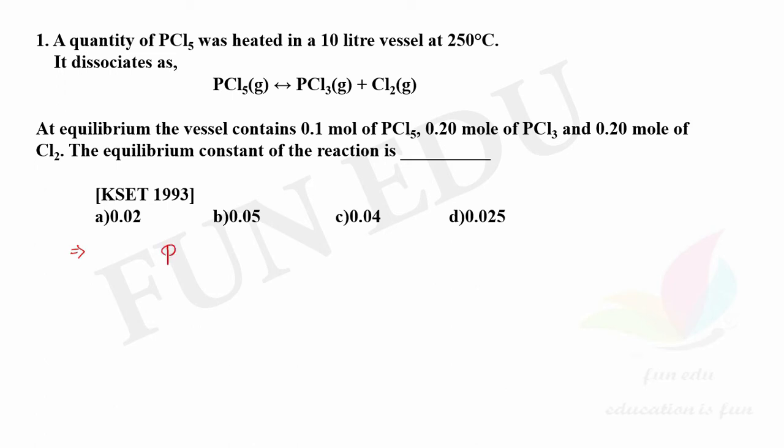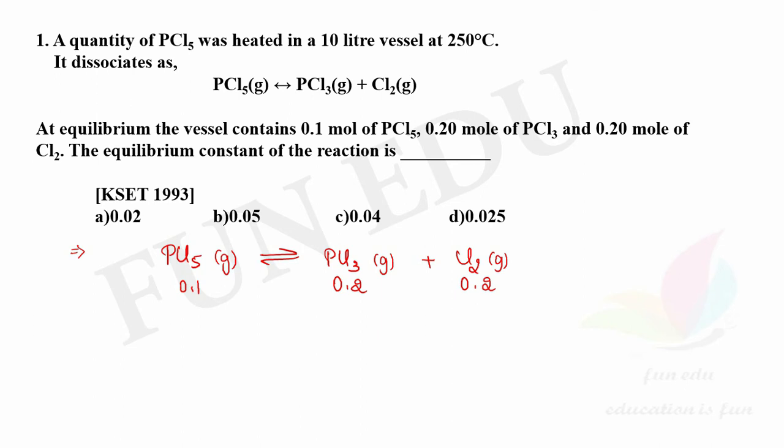So, let me write the reaction as PCl5 gas in equilibrium with PCl3 gas plus Cl2 gas, and the volume and the equilibrium moles of the reactants and products that are present are given. That is nothing but PCl5 is 0.1 mole, PCl3 is 0.2 moles and chlorine is 0.2 moles. That is, the products are 0.2 moles each and the reactant is 0.1 moles.